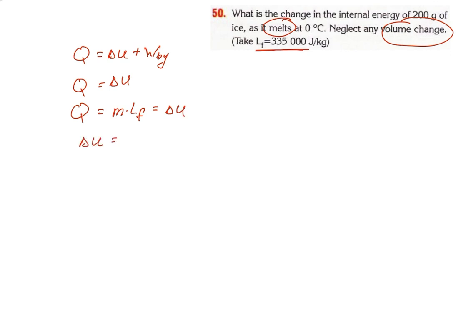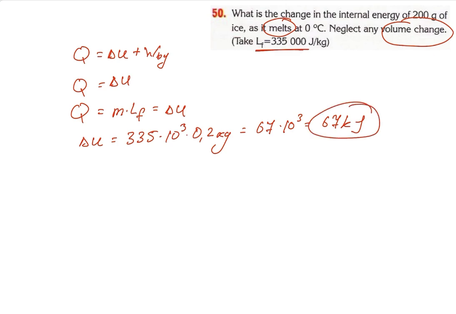So delta U is just equal to 335 times 10 to the power of 3 times 0.2 kilograms. And it is equal to 67 times 10 to the power of 3, which is equal to 67 kilojoules of change in internal energy.